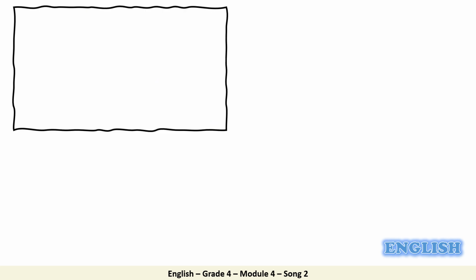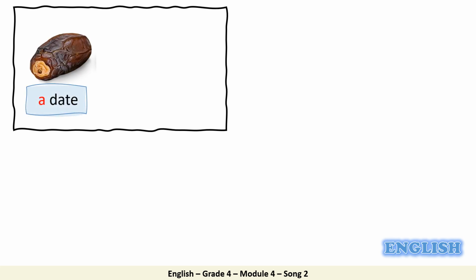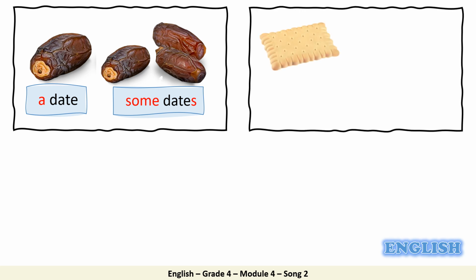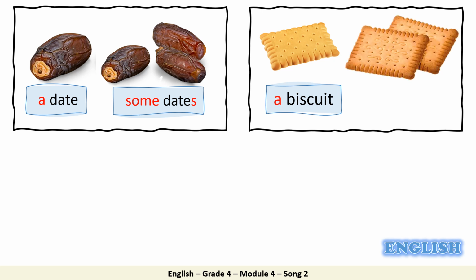Look at the following examples. I say, this is one date, a date. And if I have more than one, I say, some dates. Let's continue. I say, a biscuit. If I have more than one, I would say, some biscuits.